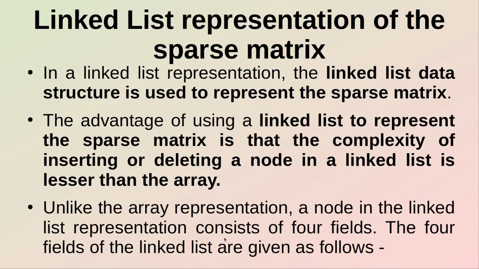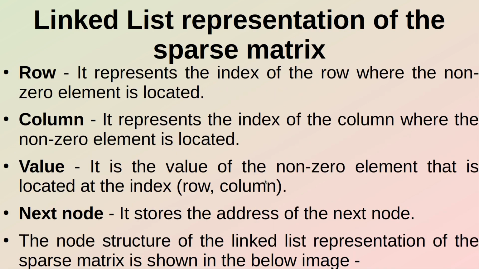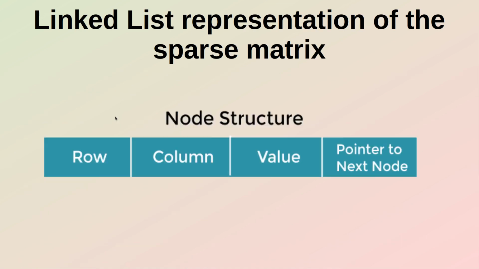Okay, next we move to the linked list representation. The linked list representation is slightly different from the array matrix. Here it will consist of 4 fields: first the row index, then the column index, then the value. After that, the next node also exists in the linked list representation. Same as the previous one, but here the pointer to the next node is available. One non-zero element is linked to another non-zero element.